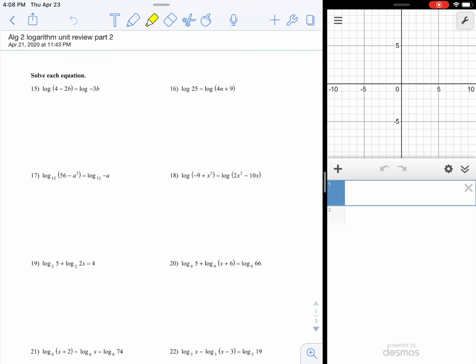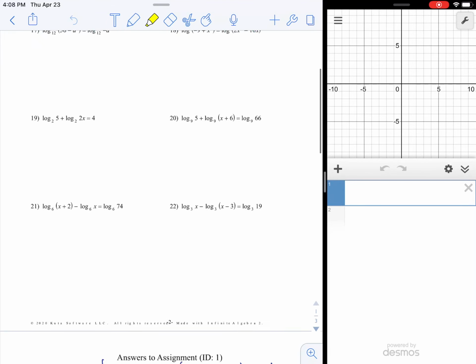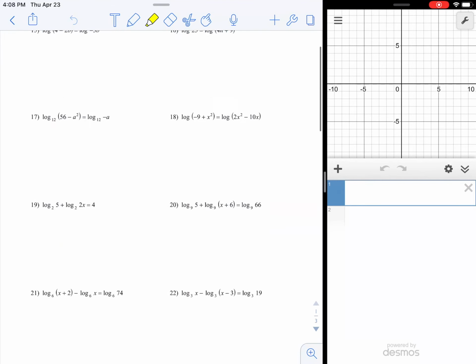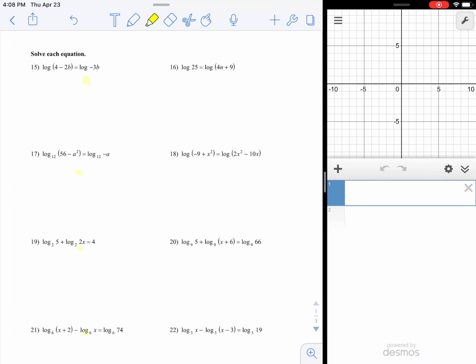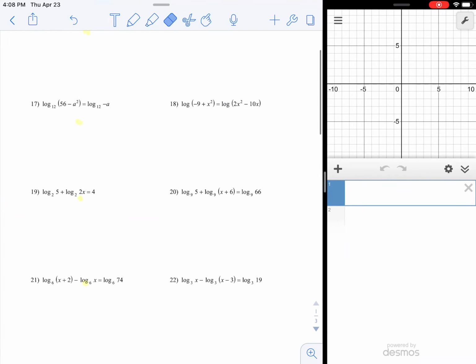Okay, guys, we're going to finish this two-part logarithm review. Yesterday, part one, that was its own standalone assignment worth 10 points. This one is also worth 10 points. As you can see, it starts at 15 and ends at 22. So only 1, 2, 3, 4 problems today for homework. These are all logarithmic equations.